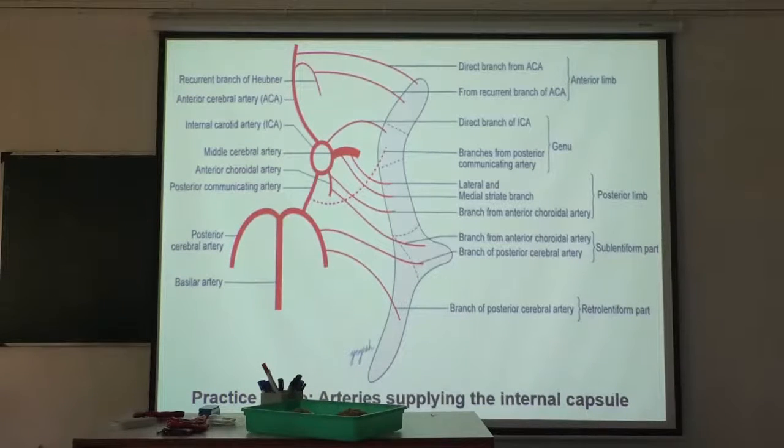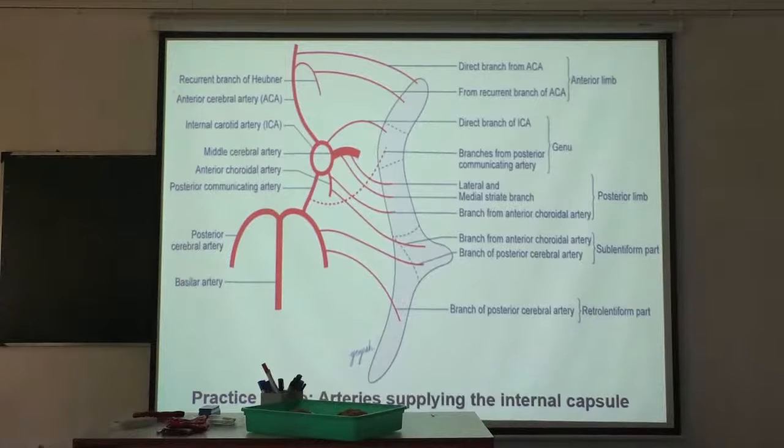So this recurrent artery of Heubner and Charcot's artery of cerebral hemorrhage are important arteries. Charcot's artery is one of the largest branches of the striate branches.